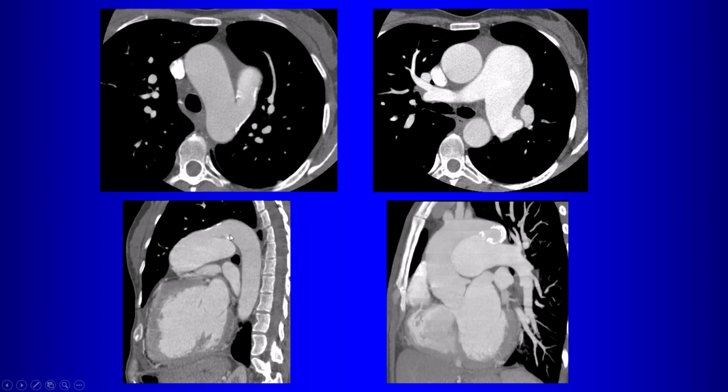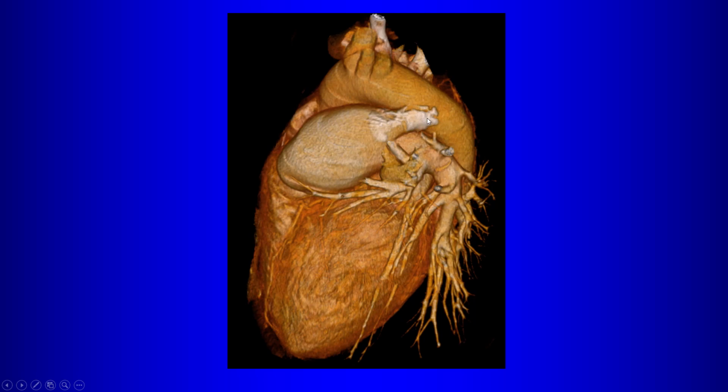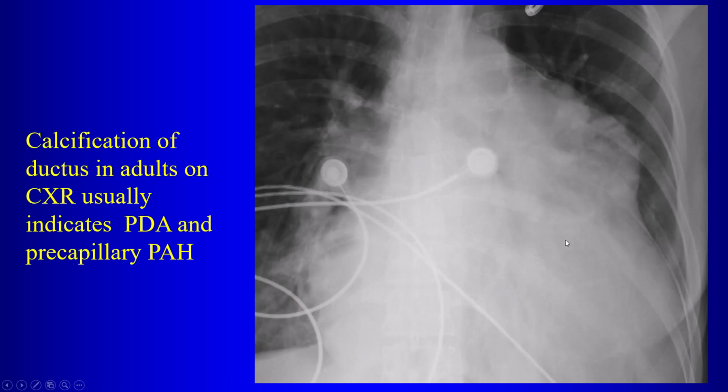So here it is on this sagittal view. Here's the patent ductus arteriosus, which is calcified, extending from the aorta to the pulmonary artery. So here's a volume rendered view, nicely demonstrating calcification of the patent ductus arteriosus with a left to right shunt, a huge main pulmonary artery in this case. So if we have dilated pulmonary artery, evidence of a left to right shunt, and we notice calcification in the region of the aortopulmonary window, then we should think of a patent ductus arteriosus.